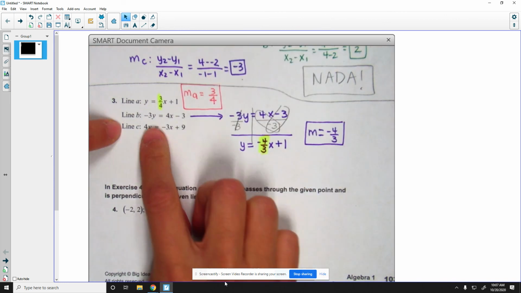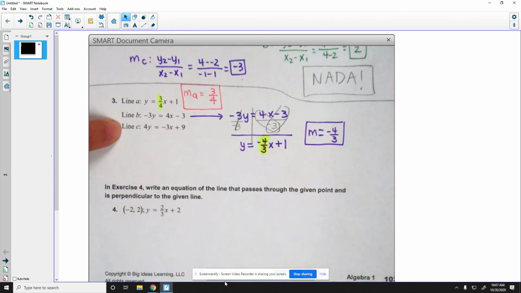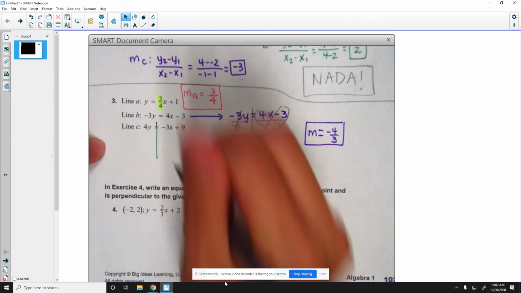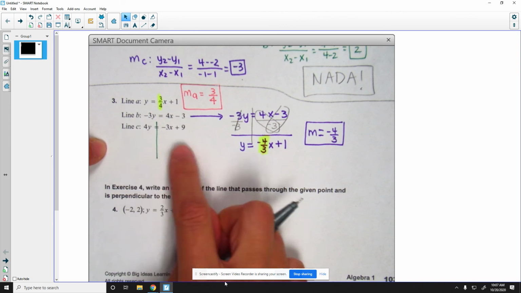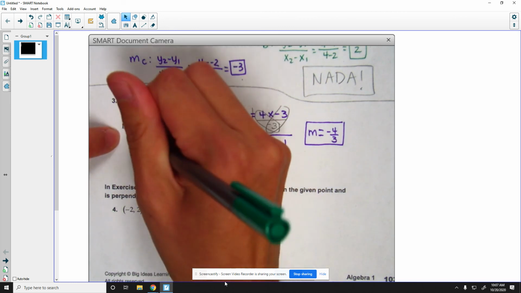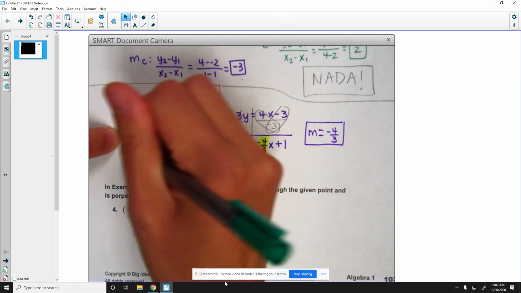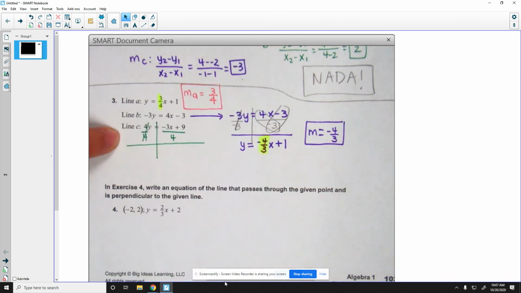Now let's do letter C. So let's solve for letter C here. Okay. I don't have it solved for y, so what do I have to do to both sides? Divide by 4. So I'm dividing both sides by 4.